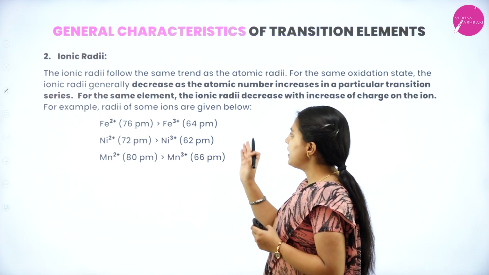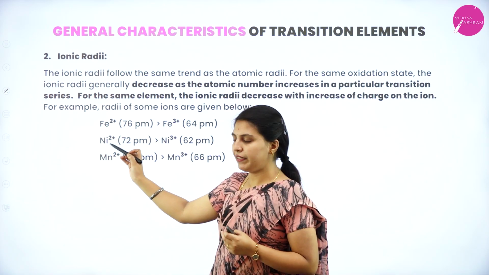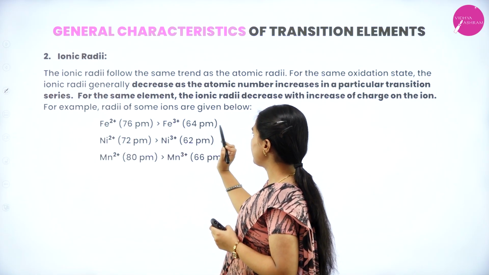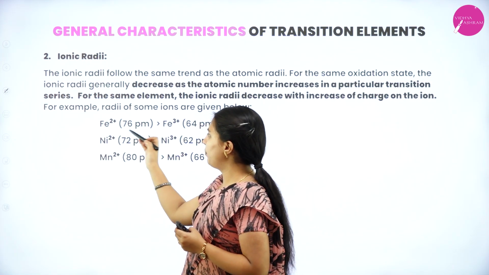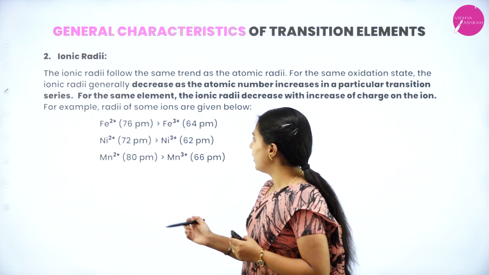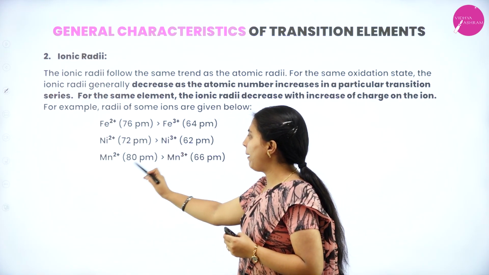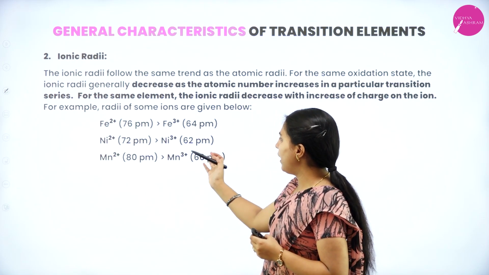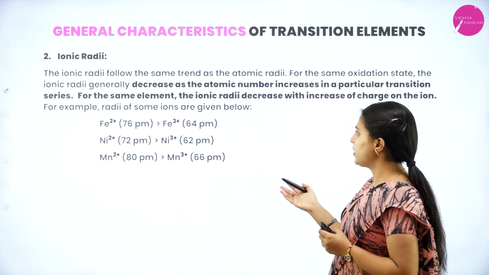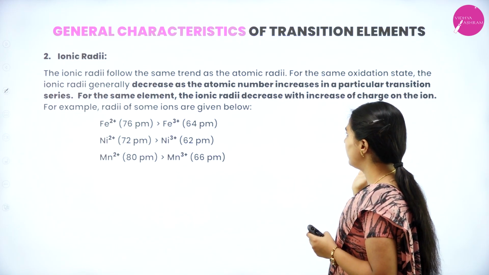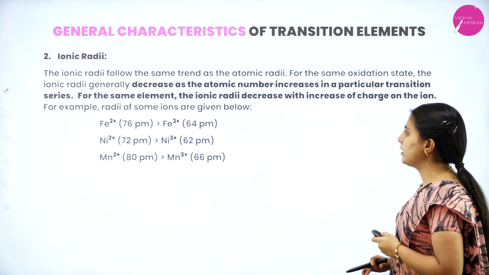For example, radii of some ions are given below. Here Fe2+ 76 picometer, Fe3+ 64 picometer. Here charges are different, so the radii are also different. Nickel 2+ 72 picometer, nickel 3+ 62 picometer, manganese 2+ 80 picometer and manganese 3+ 66 picometer. Okay, when the oxidation state increases, the ionic radii decrease. This is what we have to understand here.